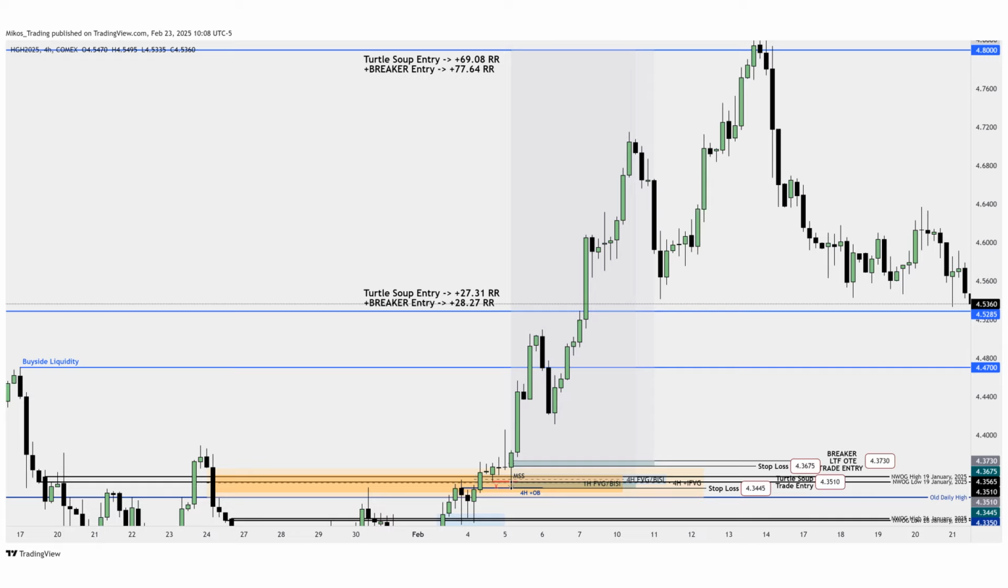I would take my third partial profit at the weekly internal range liquidity. That would yield me around 28 risk to reward, and my final exit would be just below the monthly short-term high. That would give me a risk to reward of 69.08 on the turtle soup entry and 77.64 on the breaker entry.